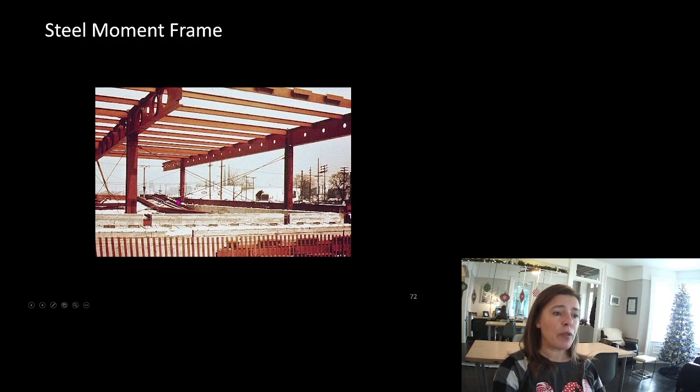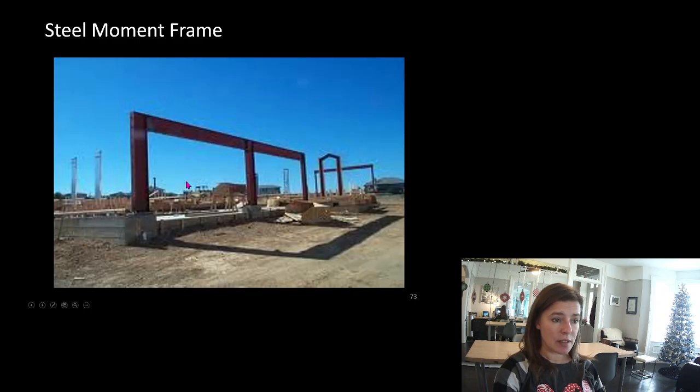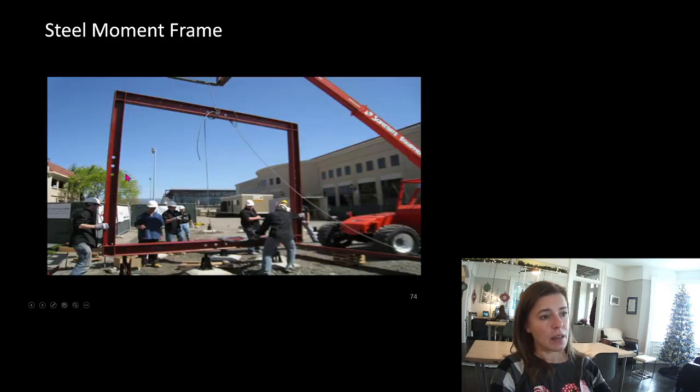A steel moment frame. So you can see right now they even have temporary bracing in there, but you can see these members start to get really large. Look at how big those steel members are compared to some of the other ones, because this connection here is our moment connection. And then we have to deal with something down here at the foundation as well. Small steel moment frames. This looks like it's probably going in the back of a house or something.